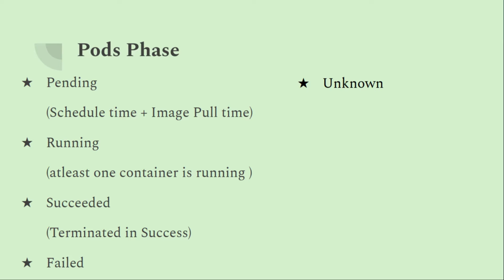And now talking about unknown state: your pod comes into unknown phase when, for example, you have a pod which is assigned to a node, and for some reason you are not able to reach that node, and your kubelet is not able to send the state or phase of that pod. Then it goes into this particular phase. Yeah, so this is what we have understood on pod phase.